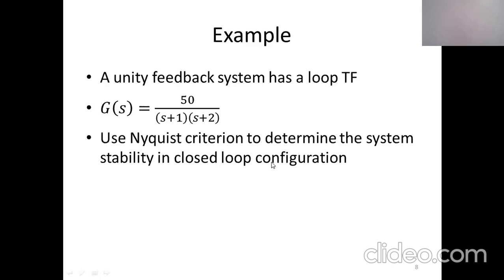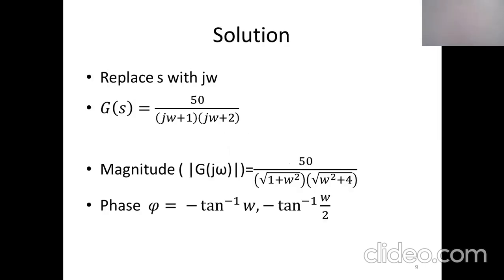I want to take us through this example to show you how you can use the Nyquist criterion to determine the system stability in the closed loop configuration. The first step is to replace s with j omega. This will enable us to get values of omega, and once we have values of omega, we can easily get the magnitude and the phase. Here we have j omega plus 1, then j omega plus 2. For the magnitude, we are trying to get the magnitude to be given by 50.